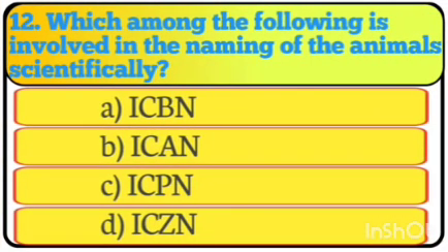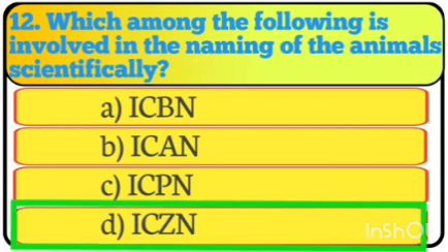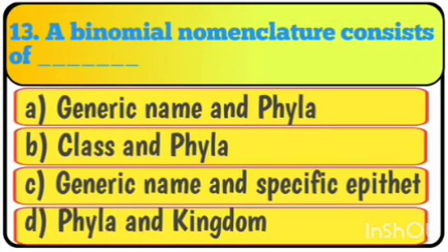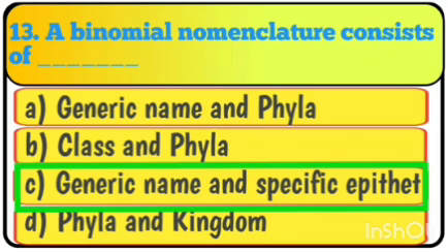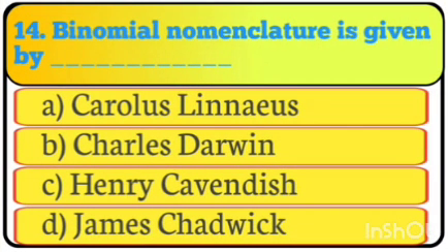Next, which among the following is involved in the naming of animals scientifically? A. ICBN, B. ICAN, C. ICPN, D. ICZN. Correct answer is option D. ICZN. Next, binomial nomenclature consists of: A. Generic name and phyla, B. Class and phyla, C. Generic name and specific epithet, D. Phyla and kingdom. Correct answer is option C. Generic name and specific epithet. Next, binomial nomenclature is given by: A. Carolus Linnaeus, B. Charles Darwin, C. Henry Cavendish, D. James Chadwick. Correct answer is option A.